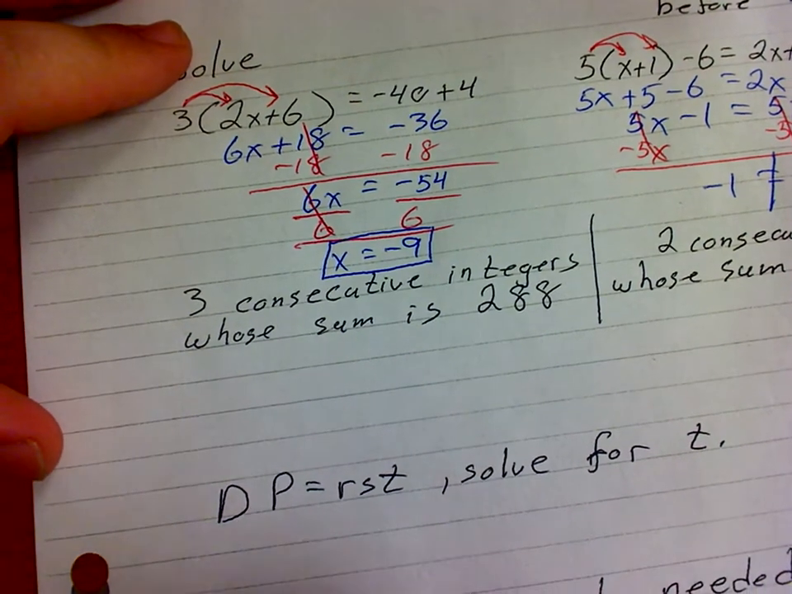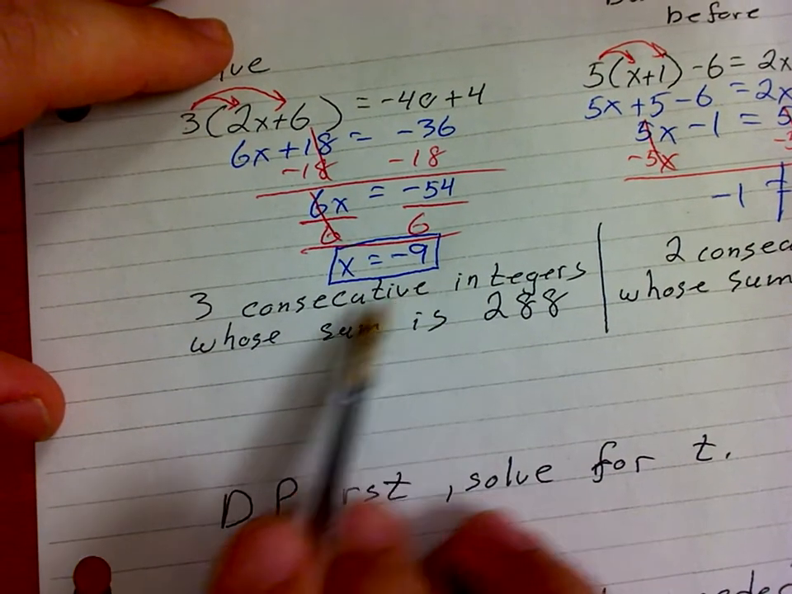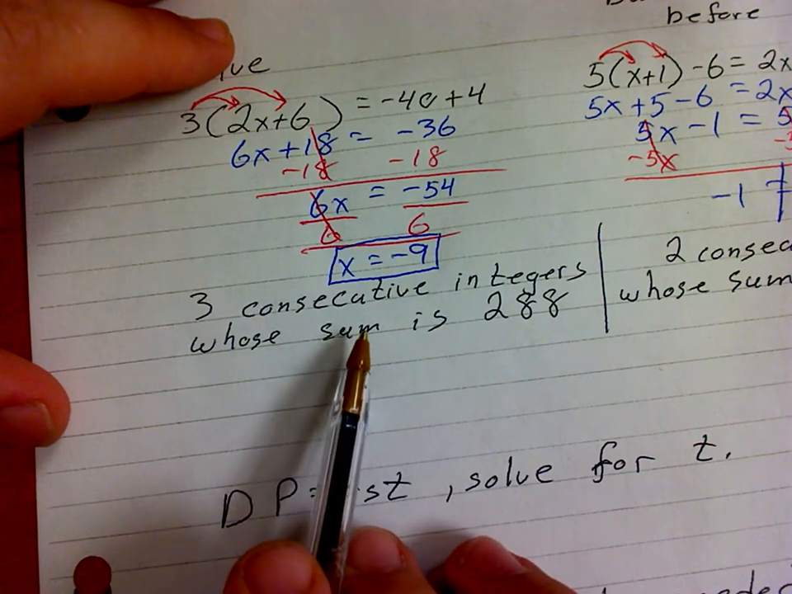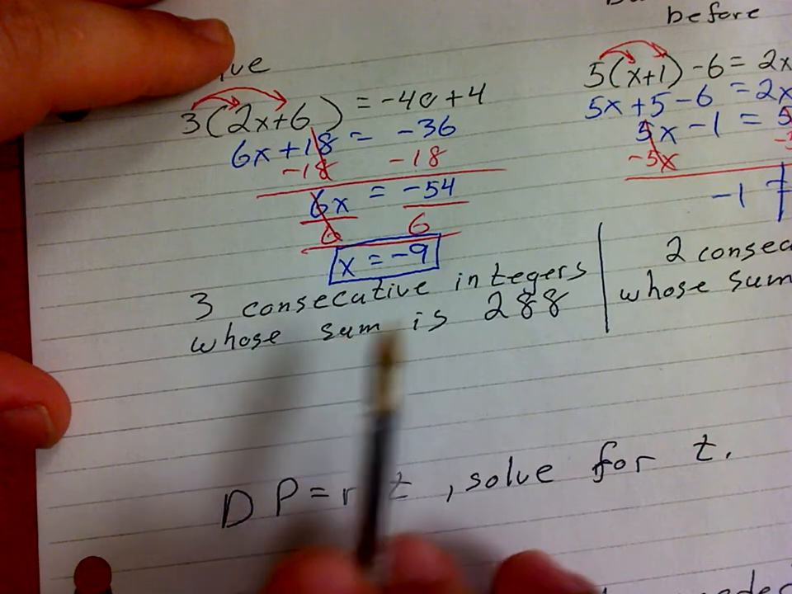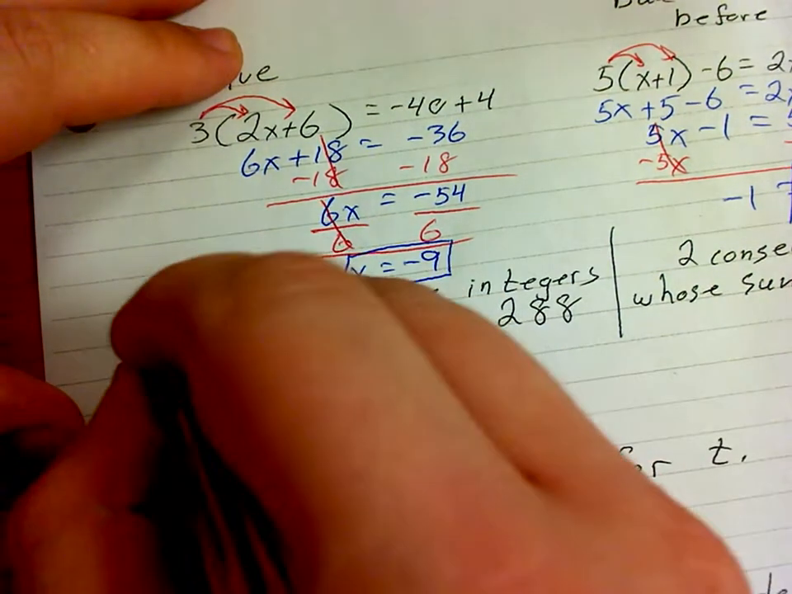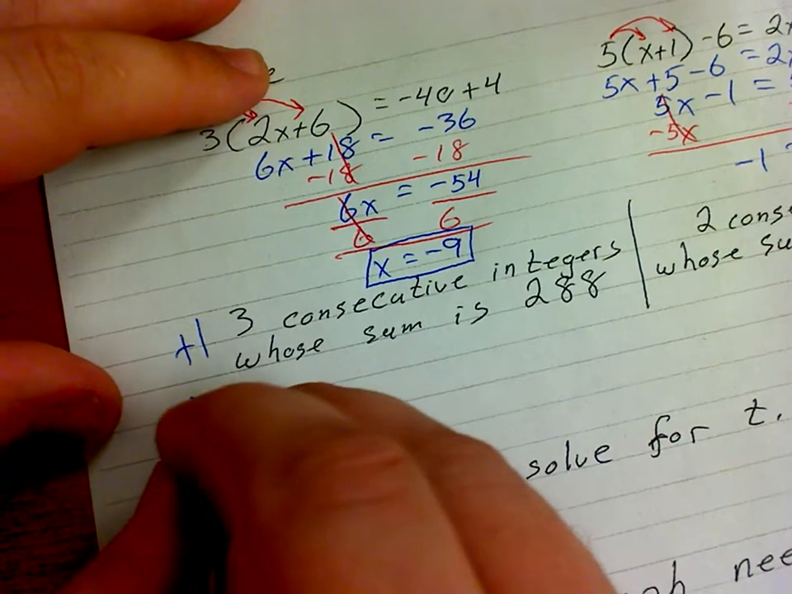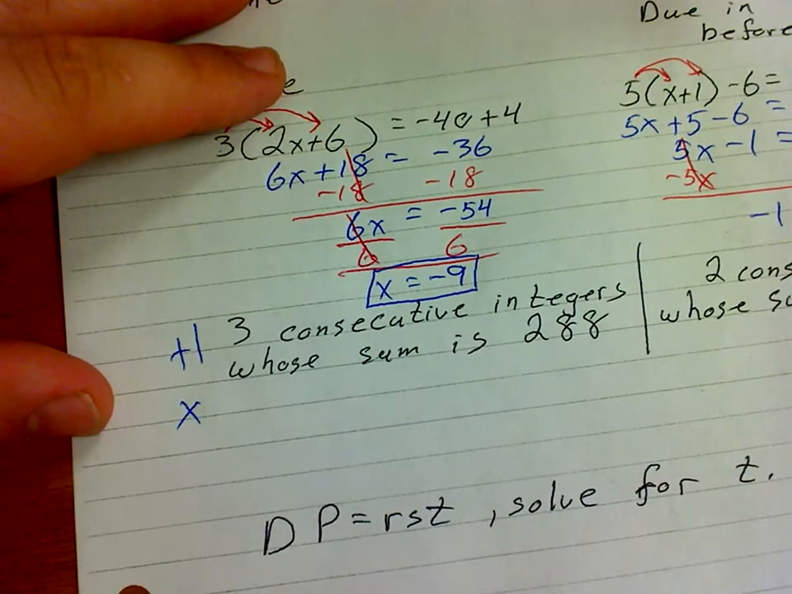Okay? Now, we're looking for 3 consecutive integers whose sum is 288. In this one, we don't see anywhere where it says odd or even. Remember, odd or even lets us know that we need to add 2 each time. This one doesn't have odd or even, so we know we're going to use plus 1. So the first term we don't know is x, and for every term after that, we add 1 to what we had before.